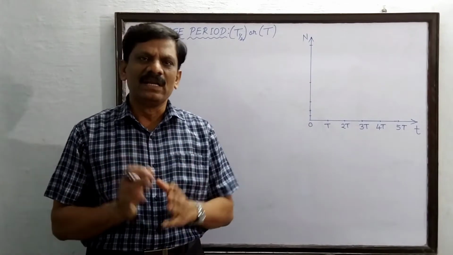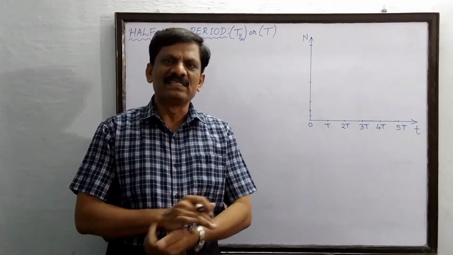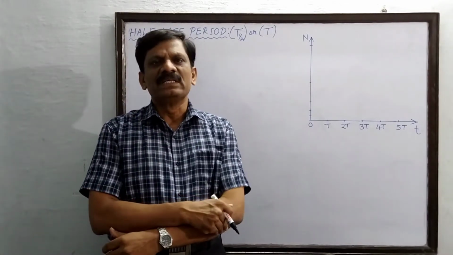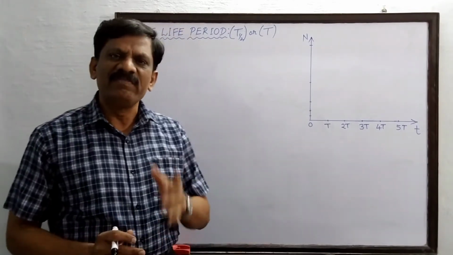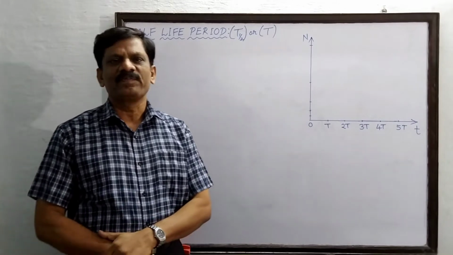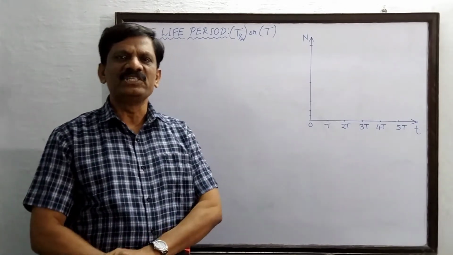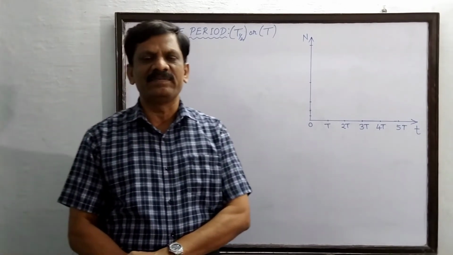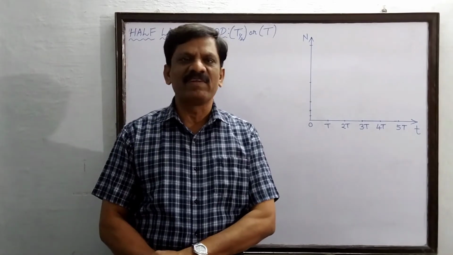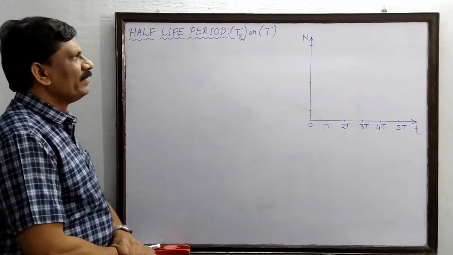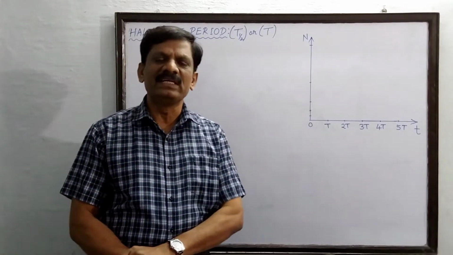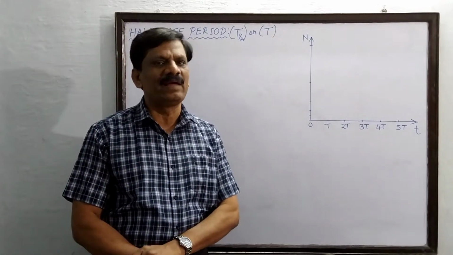So in general, half-life time is defined as the time during which the initial number of atoms decays to 50% of the initial value. That is, 1/2 of the initial value only will be remaining after this time. Such a time is called half-life time or half-life period. We want to derive an expression for the half-life period in terms of the decay constant lambda.